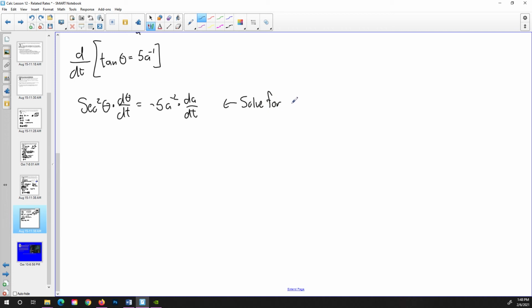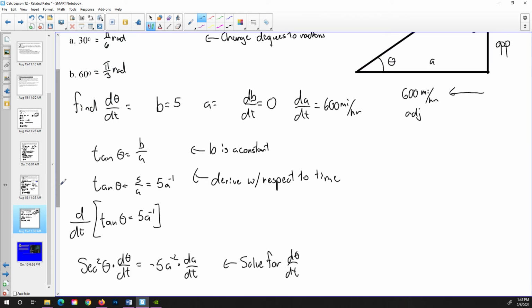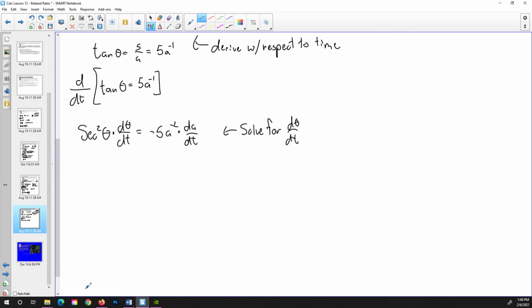So now we're going to solve for d theta over dt, because that's what it asks us to do, find d theta over dt, so we have to refer back to the original. But first, let me recall that secant theta is equal to 1 over the cosine of theta. It's not a big deal, but it's going to make things a little bit easier.